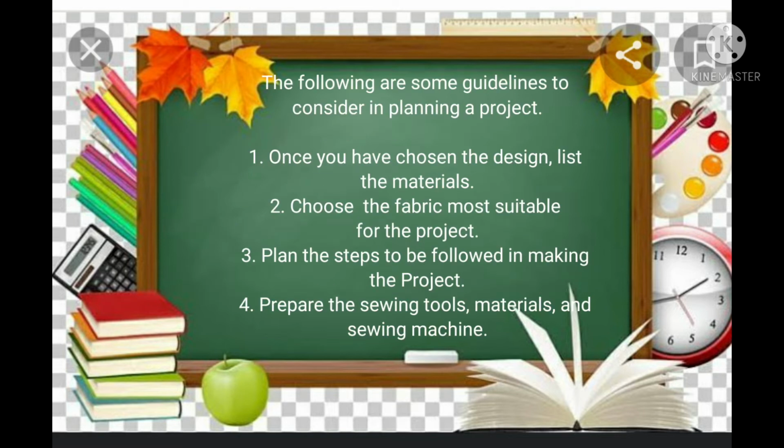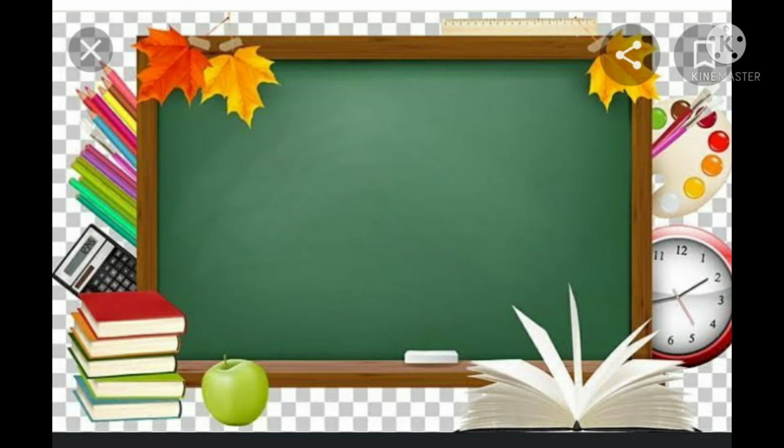The following are the guidelines to consider in planning a project. Now, if you are planning a project, first, once you have chosen your design, list the materials that you are going to use. And then after that, use the fabric most suitable for the project. Third, plan the steps to be followed in making the project. You have to make a plan. And then fourth, prepare the sewing tools, materials, and sewing machine before starting the project.